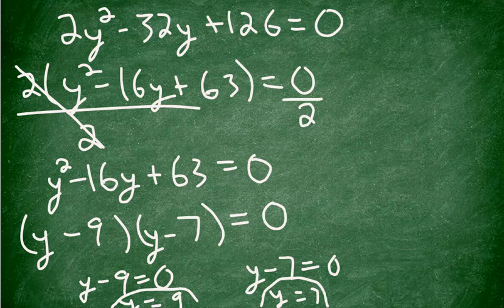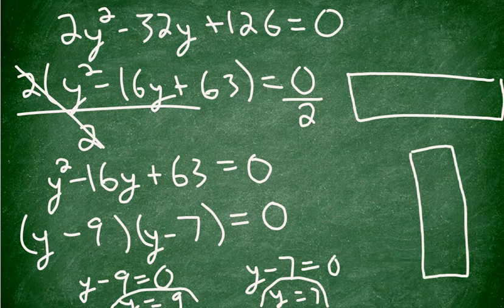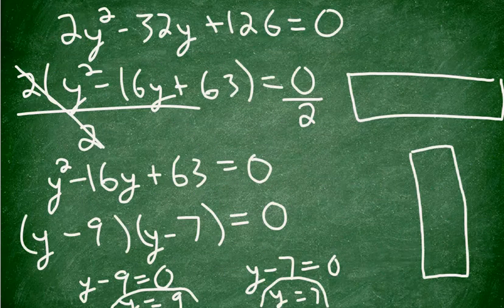Okay, so you may be wondering, why did I get two answers for y if there's only one width? Well, if you think about a rectangle, I can have a rectangle like this, where the length is larger than the width, or I can have a rectangle like this where the width is longer than the length. In other words, you can have two different orientations for the same rectangle, sort of, right? So to cover both cases, if I go back to the beginning, I know that the length is 63 divided by the width. So what that means is, in this case, I have two answers.